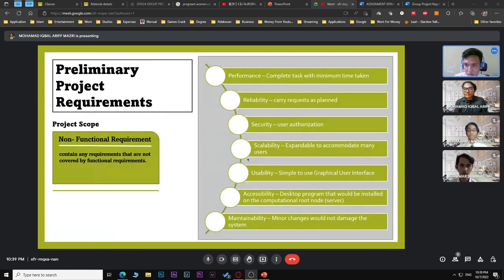The project scope for non-functional requirements contains any requirement that is not covered by functional requirements. So firstly, performance: complete tasks within minimum time taken. Reliability: carry out requests as planned. Security: user authorization. Then scalability: expandable to accommodate many users. And then usability: a simple to use graphical user interface. And then accessibility: a desktop program that would be installed on the computational root node server. And lastly, maintainability: minor changes would not damage the system.